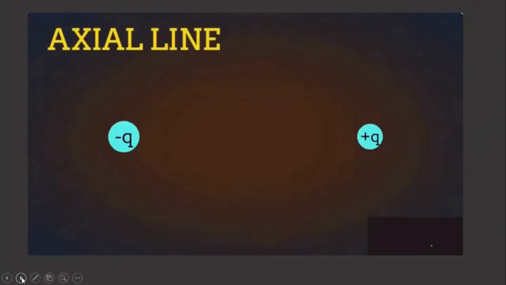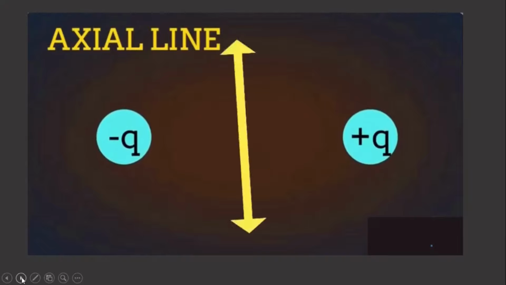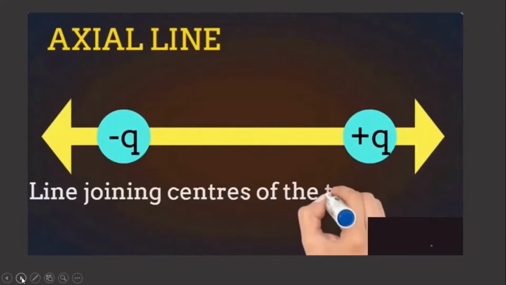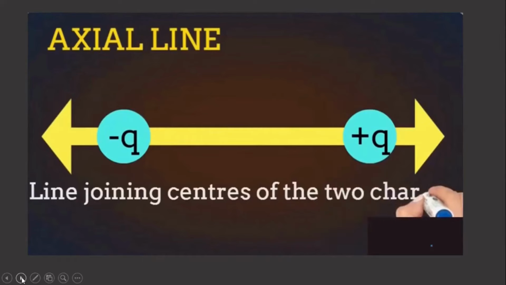Let's start with the axial line. How can we represent an axial line? It is the line joining the centers of the two charges. That means if we have plus Q and minus Q, the line which joins their centers will be called an axial line, and any point which lies on this axial line will be called an axial point. Here we will be finding the electric field of the dipole.